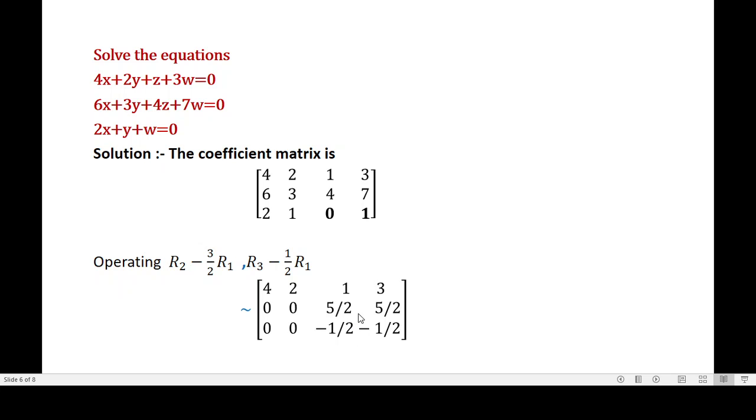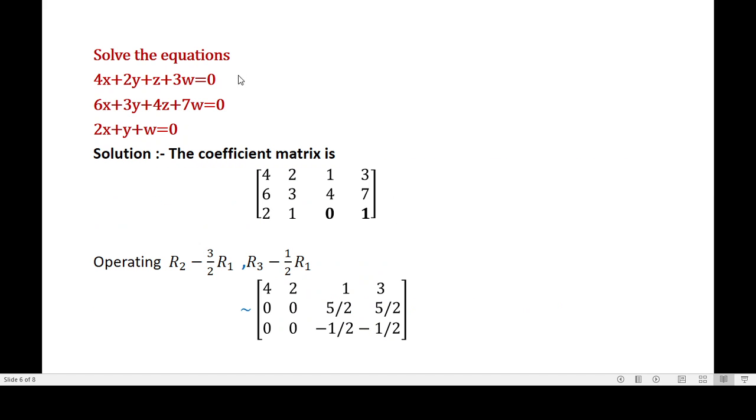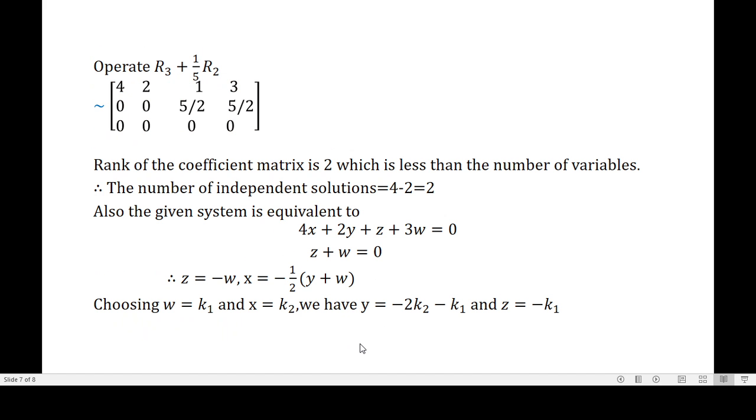For half to come, the next row operation is R3 plus 1 by 5 R2, isn't it? 5 by 2 multiplied by 1 by 5 gives us half. So 5 divided by 2 into half is equal to half, minus half plus half is equal to 0. Okay. So the next row operation is R3 plus 1 by 5 R2. The first row elements and second row elements do not change, they are unchanged. Third row elements are all 0.